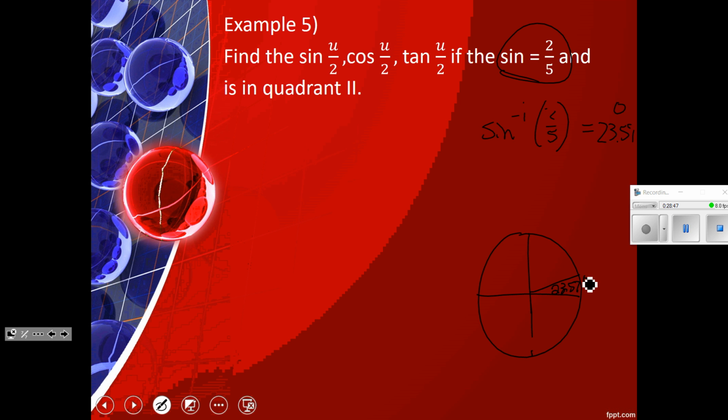So actually, this 23.57 degrees is the reference angle. Remember, reference angle is distance from the x-axis. So if I wanted to actually figure out the angle, you could subtract that from 180, and it gets slightly more complicated with that. I don't know if you want me to keep going with that or not.